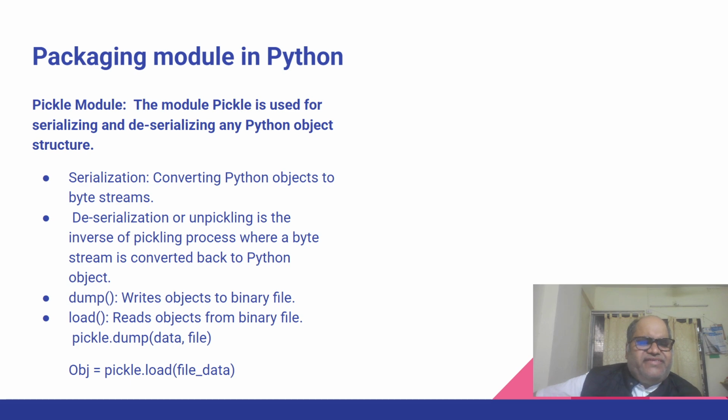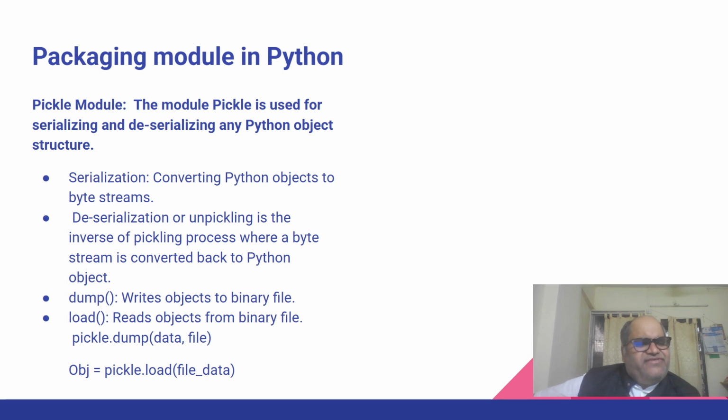So there are two important things: serialization. Serialization will convert a Python object to byte strings, right? So the way strings were converted to bytes, here in serialization, Python objects are converted to a byte string first, and deserialization, or unpickling, is where your byte string is converted back to a Python object.